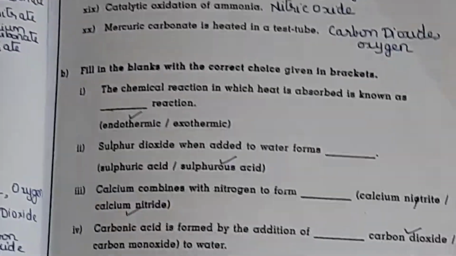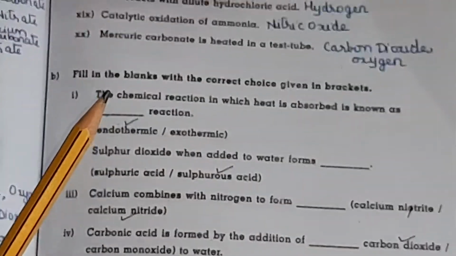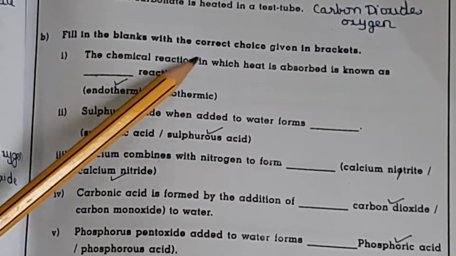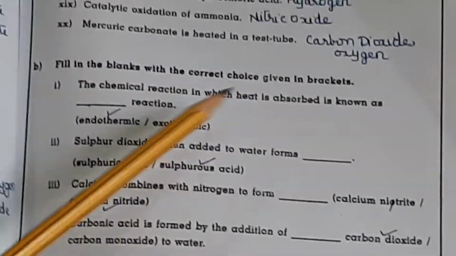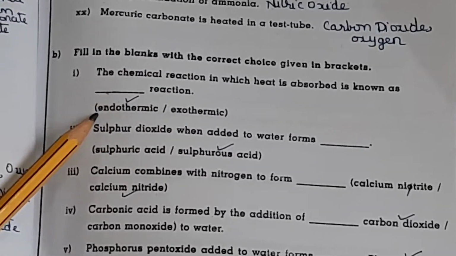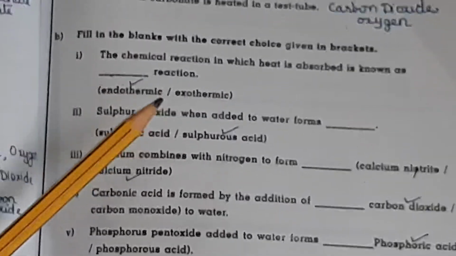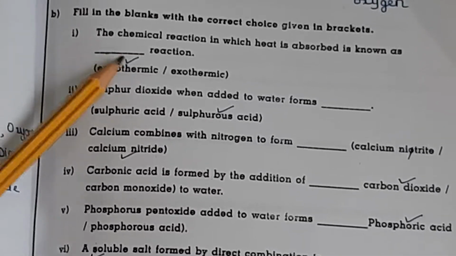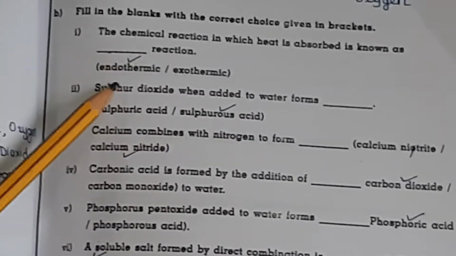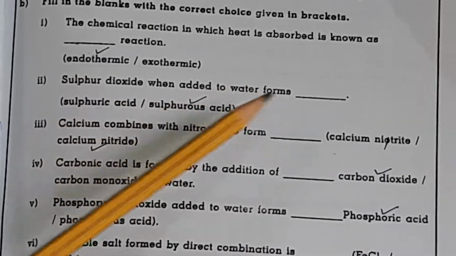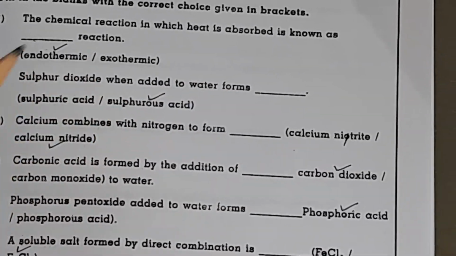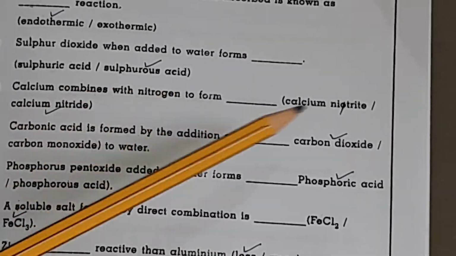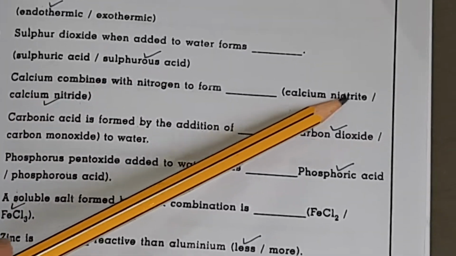Now continuing with the next question, fill in the blanks with the correct choices given in the brackets. Okay, a chemical reaction in which heat is absorbed is known as dash reaction. So it's endothermic. When the heat is liberated, it is exothermic. So you can write here in the blank endothermic, or you can give a tick mark. Okay. Sulfur dioxide when added to water forms sulfurous acid. Calcium combines with nitrogen to form calcium nitride. Just make this correction, this extra O is there, it's nitride.